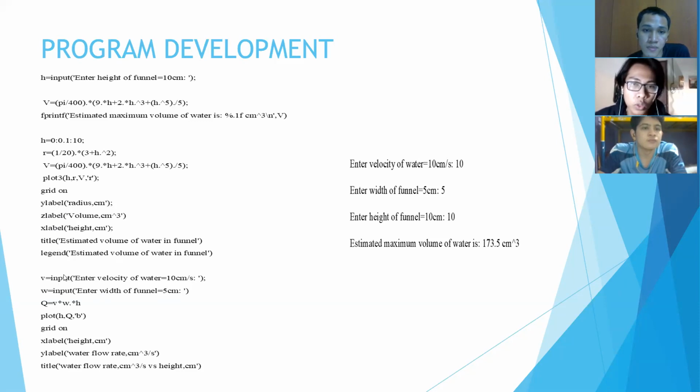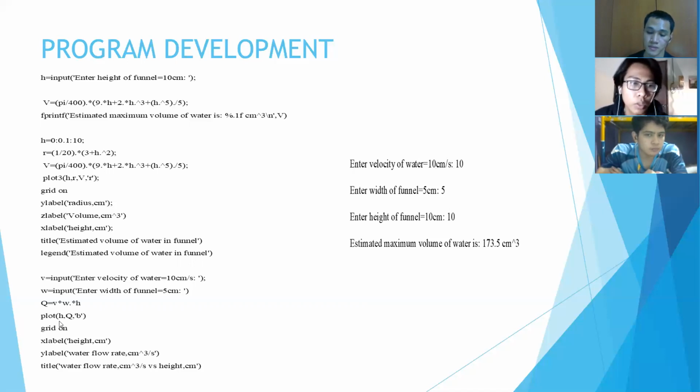So next we go to the 2D graph, which is the water flow rate. The equation for water flow rate is Q equal to velocity times width times height. The velocity and the width we put as constants: the velocity we put as 10, and the width of the funnel is 5 cm. So when we insert the answer, we'll get this on the command window, 10 and 5.